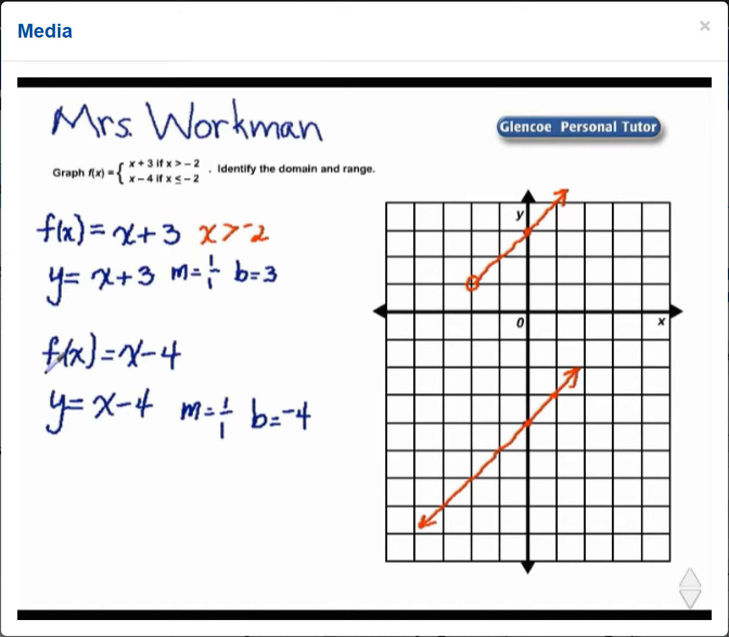Now, f of x is equal to x minus 4 only when x is less than or equal to negative 2. So in other words, here's x is equal to negative 2. We're allowed to keep this point and all of these points because their x-coordinates would be less than negative 2. But we can't have this part of the line. And so we're going to take this part of the line away down to there.